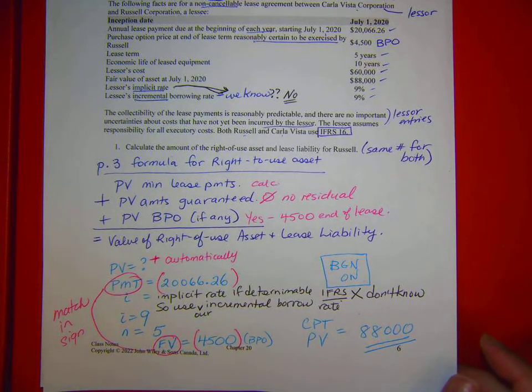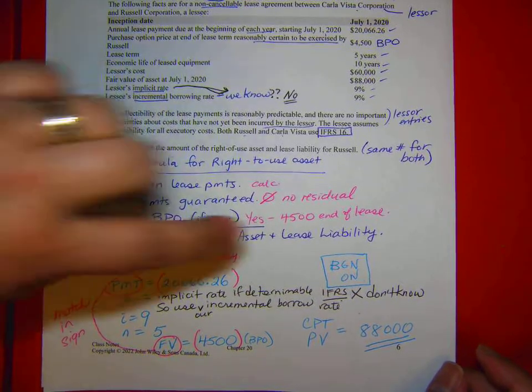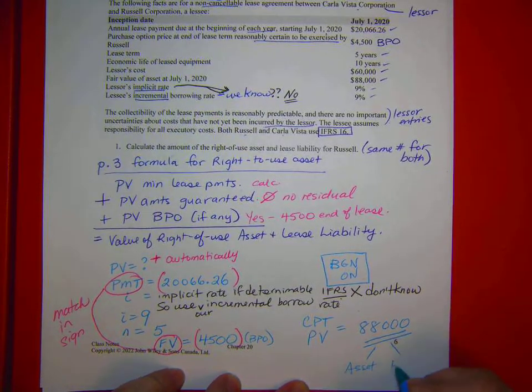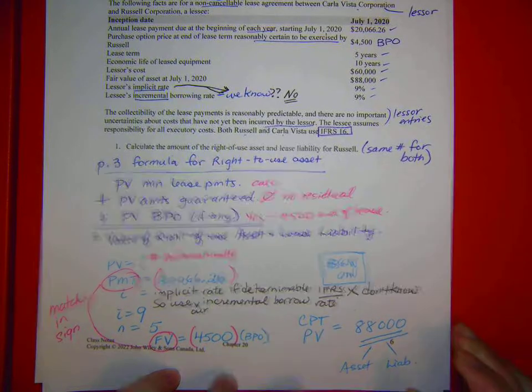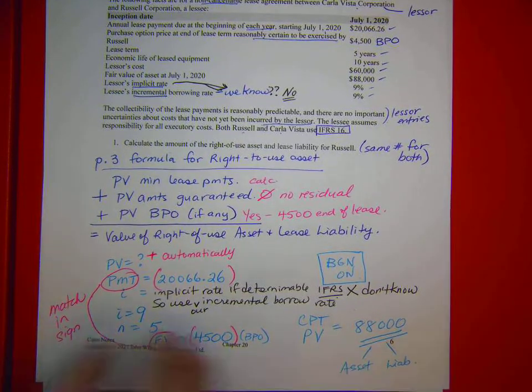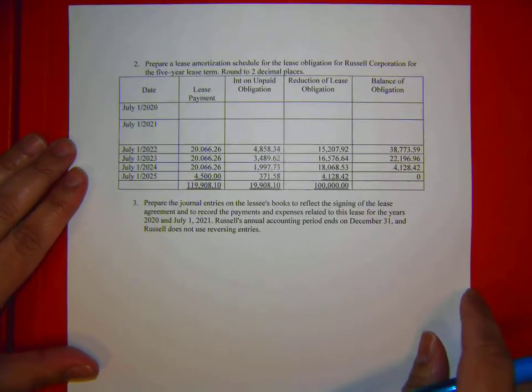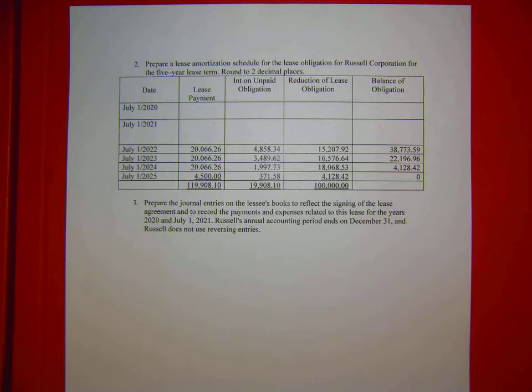Okay, so all I've done is calculate my right to use asset and lease liability. So that's going to be our asset and our liability. So now let's go to page 7 and continue with the question. So you've got a liability and you're going to be making payments. So we have to set up a lease amortization schedule, and we're going to use the effective interest method.